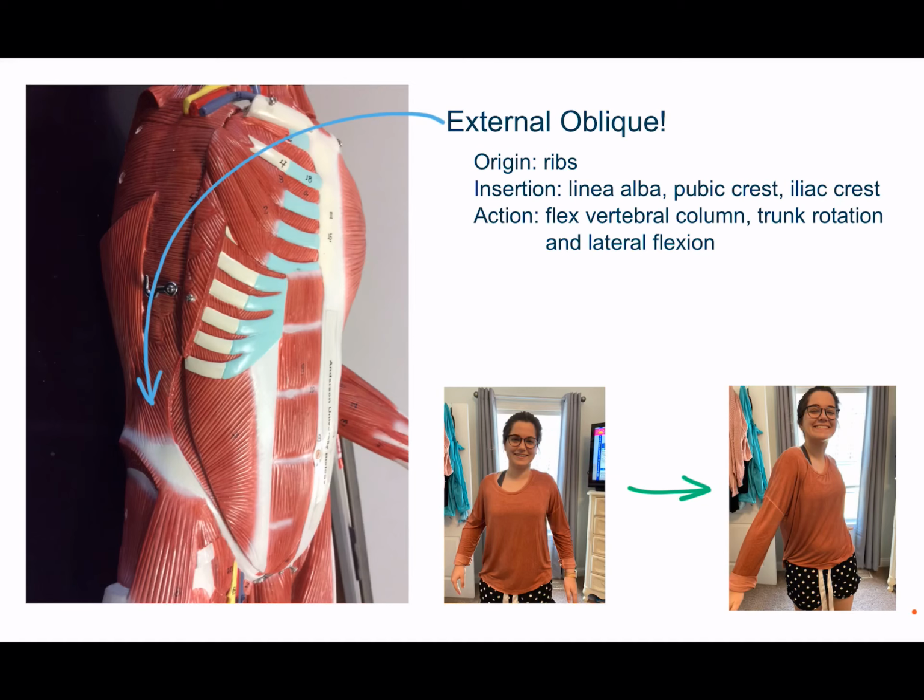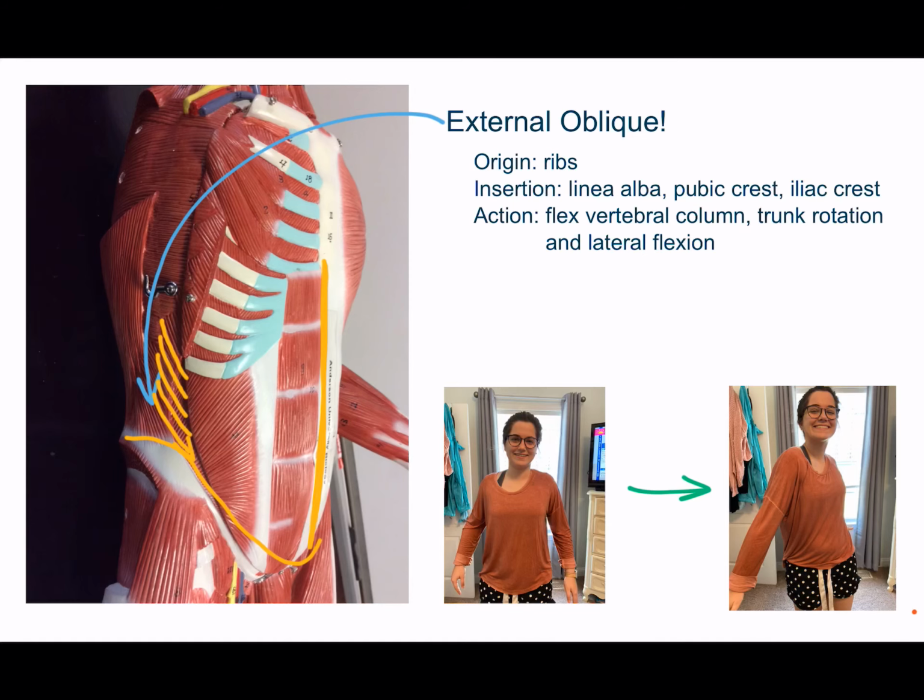So your external oblique, it's really important to note how the fibers run on this one. Your external oblique is going to be the oblique on the outside, and it's going to run like this. So it runs kind of downward and to the side. It originates at your ribs. It inserts at your linea alba, which we'll talk about in a second, which is this line right here. It runs under your rectus abdominis. It's going to insert at your linea alba, your pubic crest, and your iliac crest, which are right here.